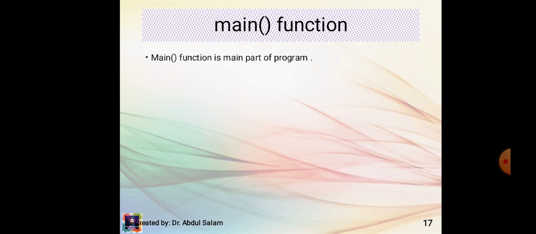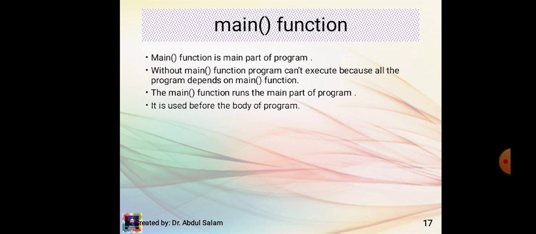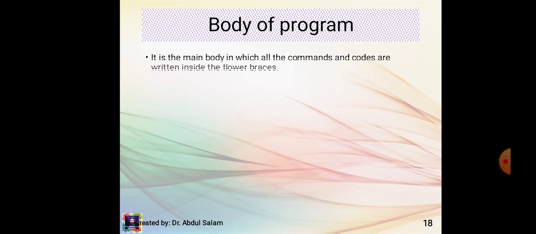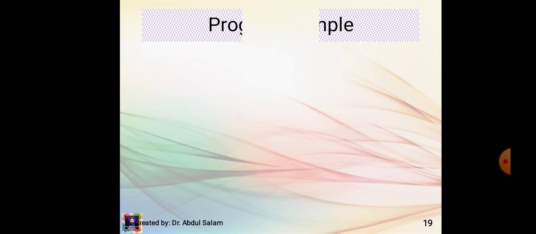Main function. Main function is the main part of the program. Without main function, program can't execute because all the program depends on main function. The main function runs the main part of the program. It is used before the body of the program. What is the body of program? It is the main body in which all the commands and codes are written inside the flower braces. Body is executed after the main function. In body, we implement all logics and conditions which we want to execute in our program.